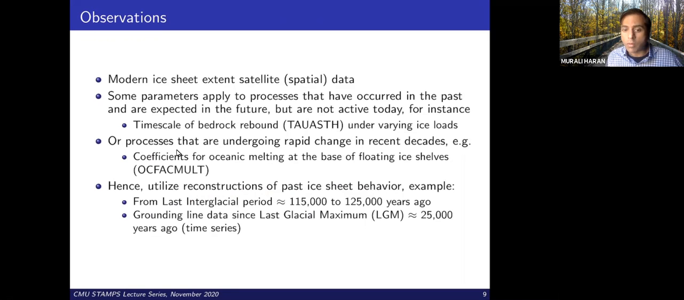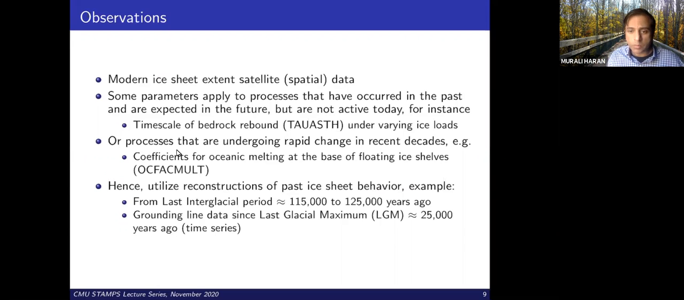And then grounding line data. So this is where, to which point the ice sheet has retreated since the last glacial maximum, where the ice sheets were really at their maximum, which is about 25,000 years ago. So that's also sort of a time series data. So some kind of information on where the grounding line has been over the years.